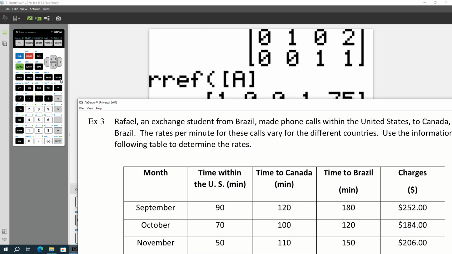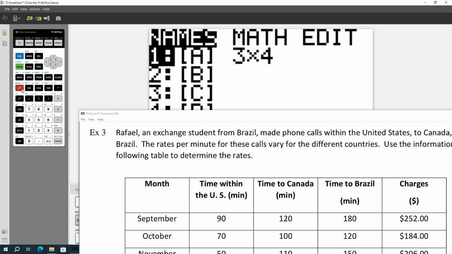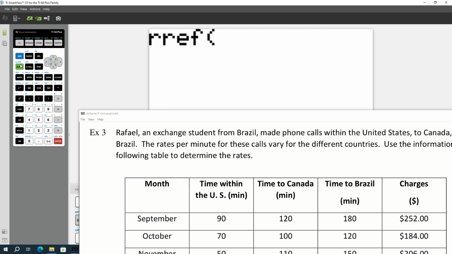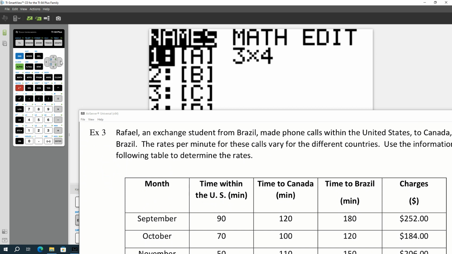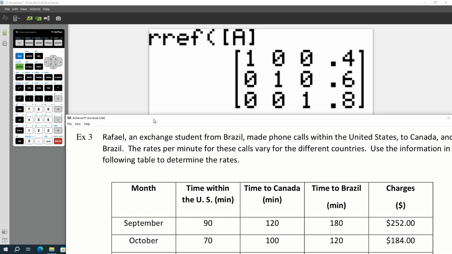Okay, and then I'm going to practice one more time getting the RREF. So you do second, x to the negative 1, over to math, go up like 5 times for RREF, and then go second, x to the negative 1, stay right where we are on names, and choose A. All right, it looks like this first column was time within the US, so the first number up here should be how much it costs per minute: 40 cents. Then for Canada, it'll be the second number, and Brazil will be the third.